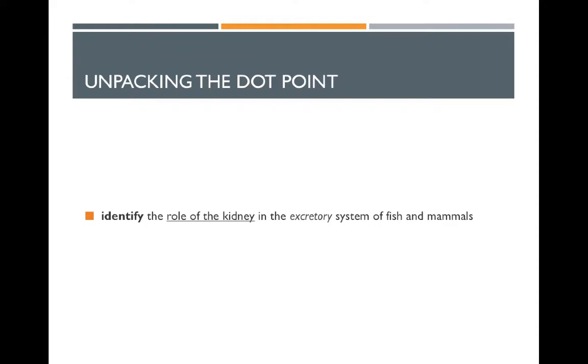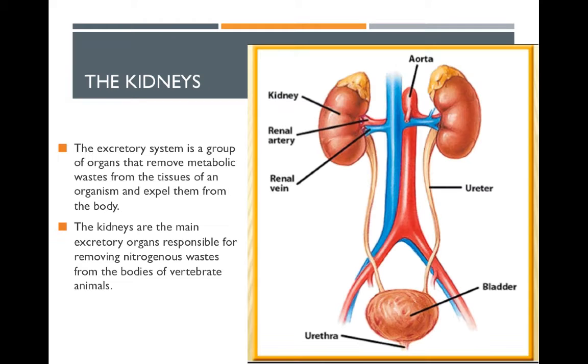Alrighty, so what we need to be able to do when we unpack this dot point is identify. Quite simple. We don't need to know it in a huge amount of detail, but we do need to know it nonetheless. So we basically just need to be able to state the role of the kidney in the excretory system of both fish and mammals. We're going to do both fresh and saltwater fish, so you need to know both types of fish and how the kidneys help them excrete.